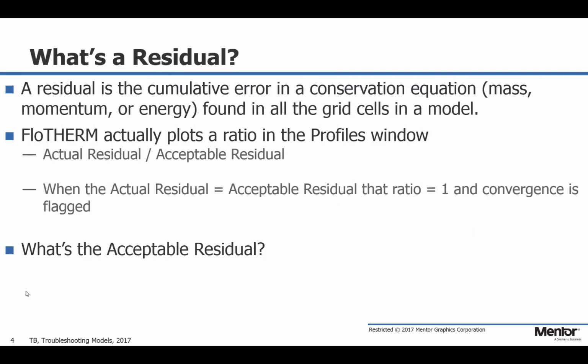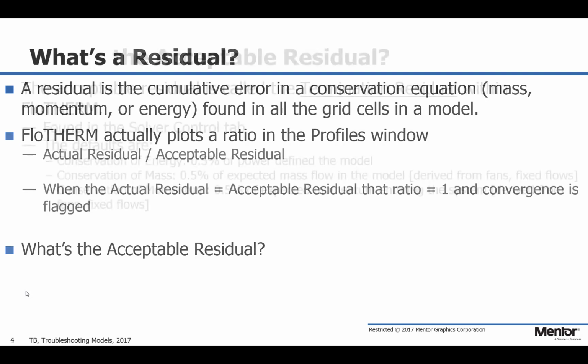Now, let's talk about what is a residual. A residual is a summation of errors in each of the grid cells of the Flotherm calculation. Flotherm solves the equations of mass, momentum, and energy. When the level of error becomes small, we can have confidence in our results. In essence, we are plotting how much error is left in the conservation equations versus iteration as we are solving. This is the ratio between the actual residual and the acceptable residual. When the actual residual equals the acceptable residual, that ratio becomes 1 and convergence is flagged. That is why the residual level 1 is at the bottom of the y-axis.